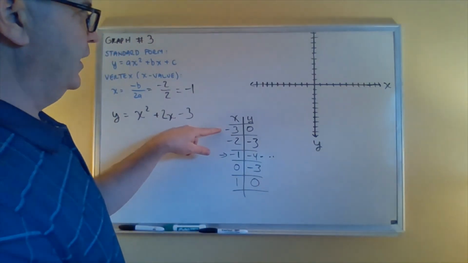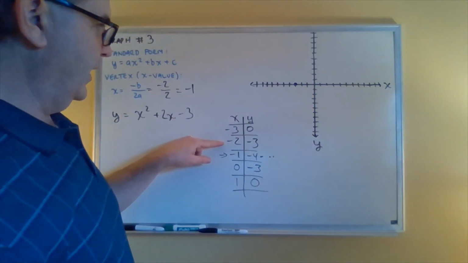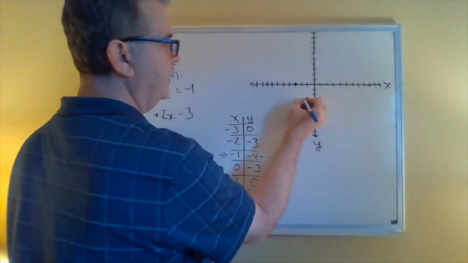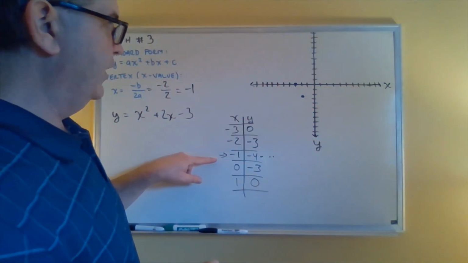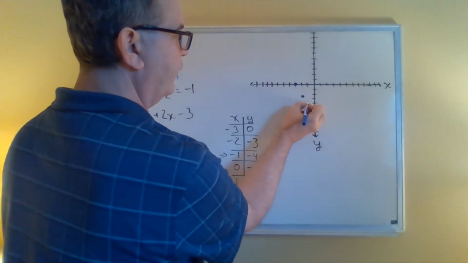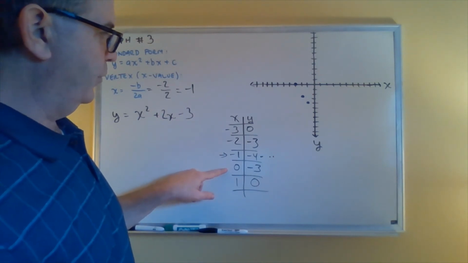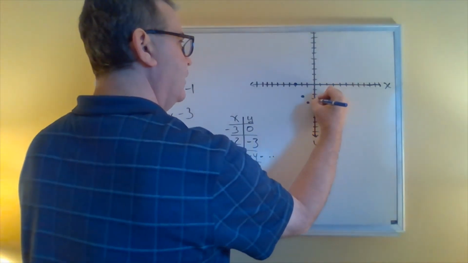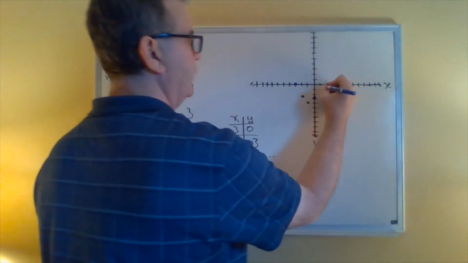Let's start by plotting negative 3, 0. That is right here. I'm going to plot negative 2, negative 3. Should be right about there. Next point will be negative 1, negative 4. This is my vertex, so that's going to be the lowest point on my parabola. Next, I'm going to plot 0, negative 3, which is right there. And then finally, I'm going to plot the point 1, 0.